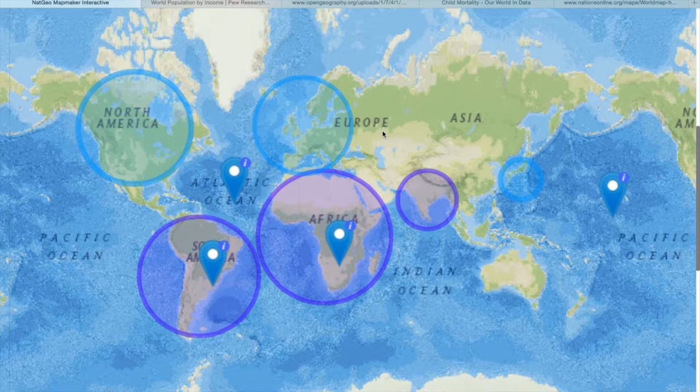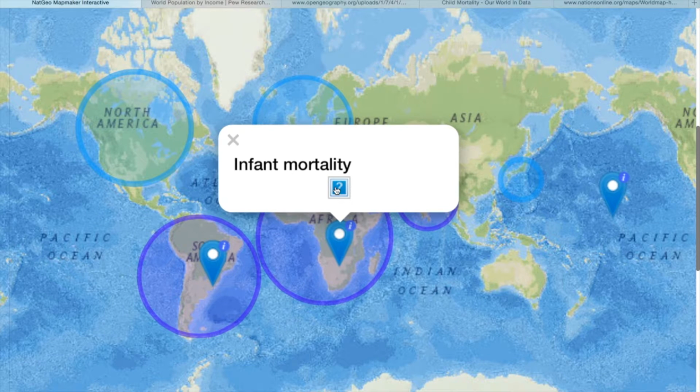So, I'm going to talk about infant mortality. The definition of infant mortality is the number of deaths of children under 1 year of age per 1,000 live births.